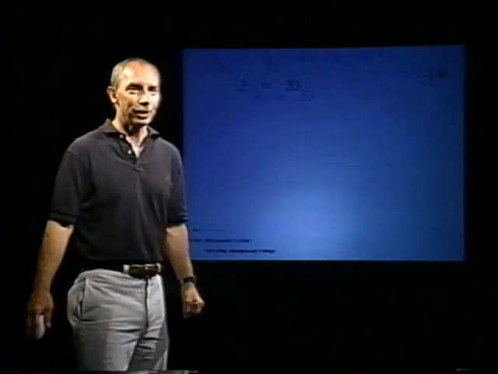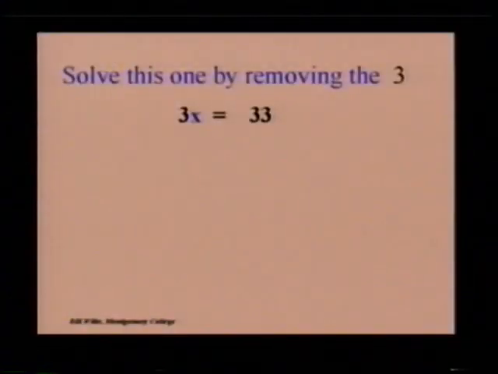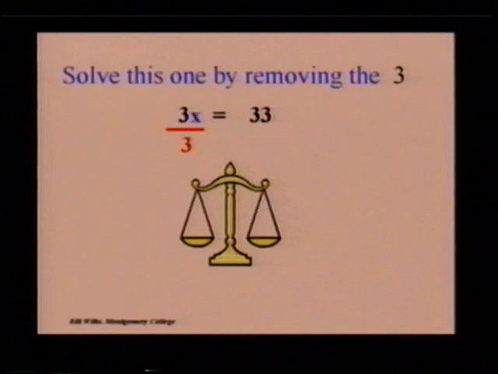Now they get a little bit more difficult than this, but let's just take a couple more examples. We have to remove the 3. Now in this case, you have to say to yourself, what is the 3 doing to the x? Is he adding, subtracting, multiplying, or dividing? Well, as you can see, he's multiplying. So I'm not going to subtract 3 in this case. I have to do the exact opposite of what it's doing. It's multiplying, so I should divide.